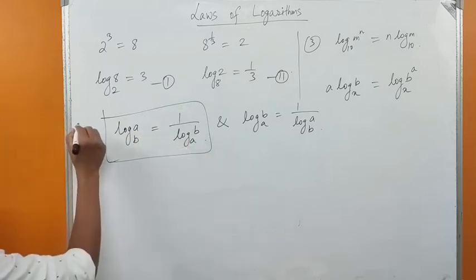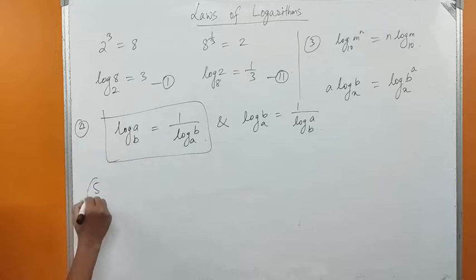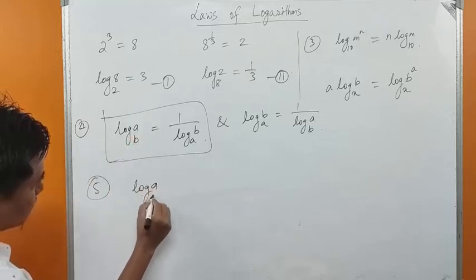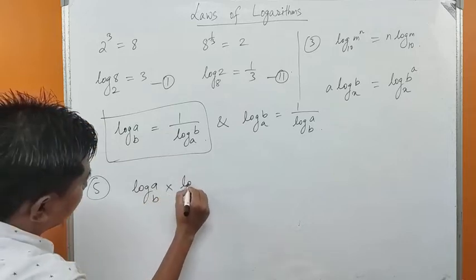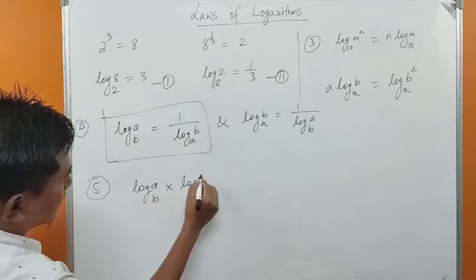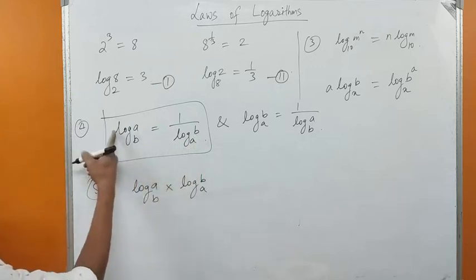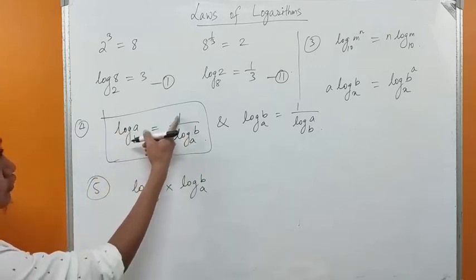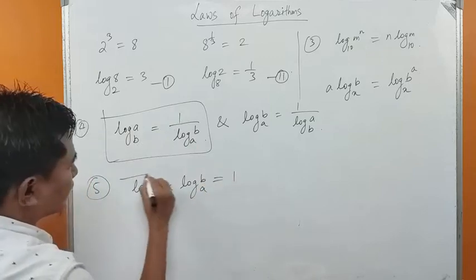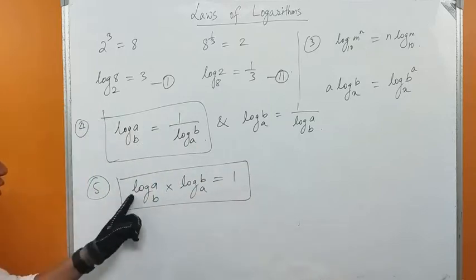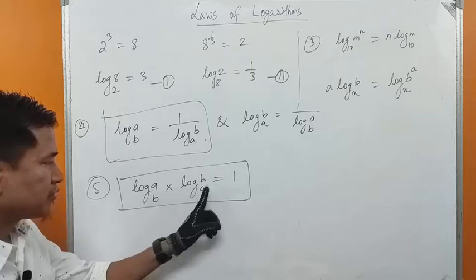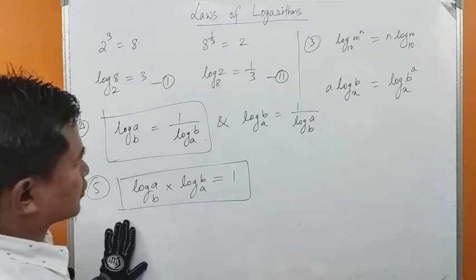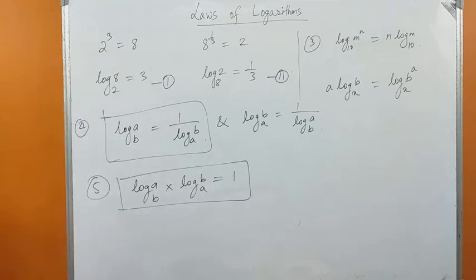Now the fifth law. This is the fourth, and the fifth law is log a to the base b into log b to the base a. Cross multiplication, isn't it? Log a to the base b into log b to the base a equals 1. So log a to the base b into log b to the base a equals 1. So this is the fifth law. Now let us see the sixth law.